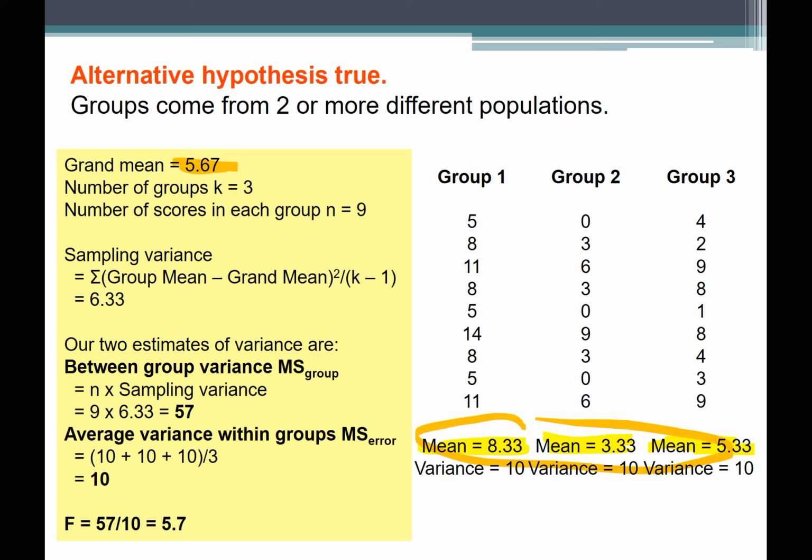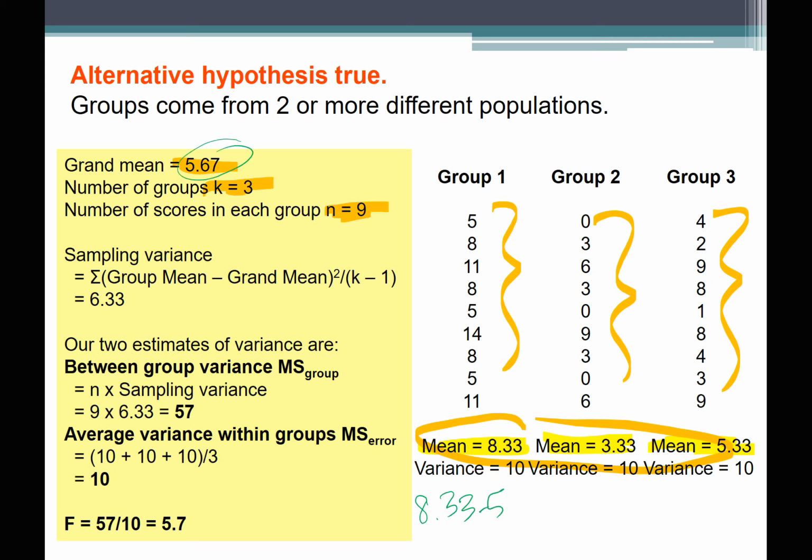We still have 3 groups. We still have 9 in each group, right? So if we were to do like we did last time, where we did 8.33 minus 5.67 and squared it, and did the same thing for these 2, and we add those up, that gives us this top part. Okay. And then we would divide by 2. If we did that, we would get 6.33.